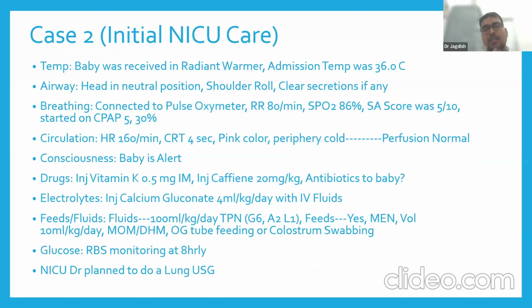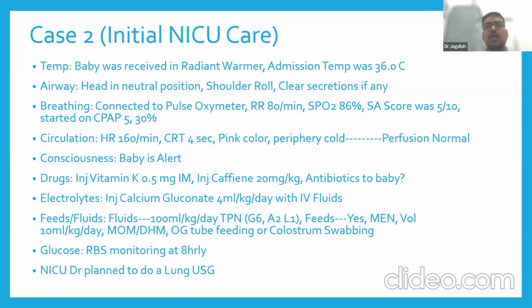Similarly, as I described in the past, the initial NICU care we classify in terms of temperature, airway, breathing, circulation, consciousness, drugs, electrolytes, feeds or fluids, then G for glucose monitoring: T, A, B, C, D, E, F, G. For temperature, the baby was put in the radiant warmer and the admission temperature was 36. So again, the baby is in cold stress, and gradually with the radiant warmer the temperature will increase. For airway, the head was in neutral position, there was a shoulder roll, and the secretions were cleared.